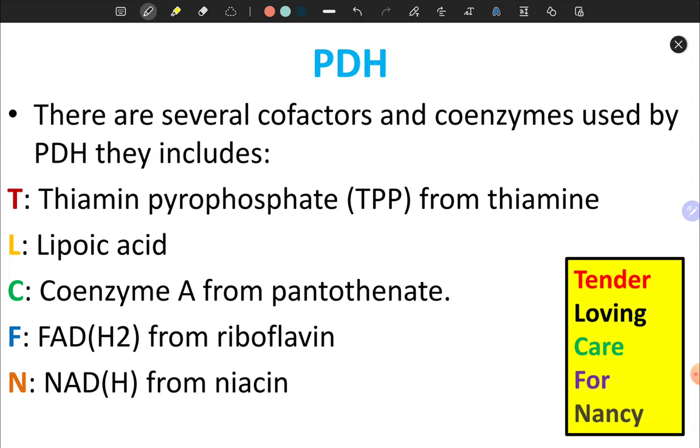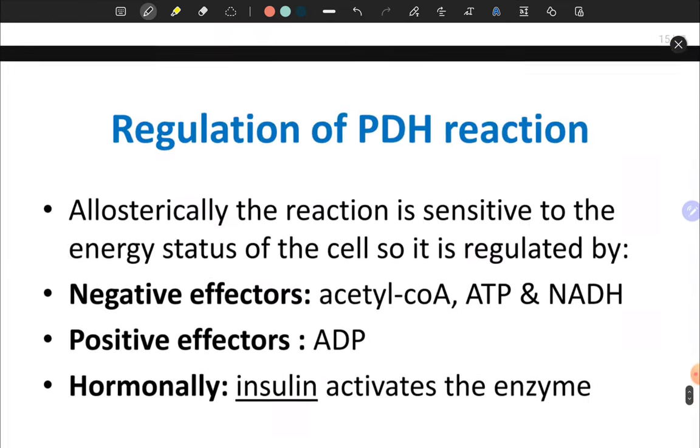How will they regulate it? It's not so important. Allosterically, the reaction is sensitive to the energy status of the cell.